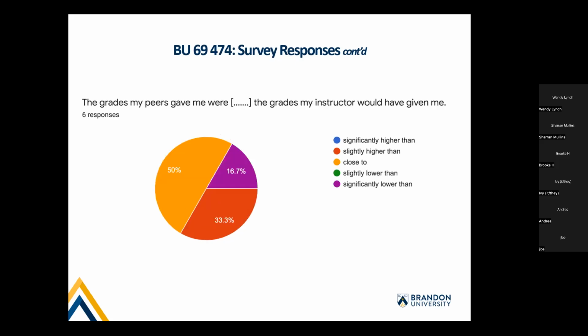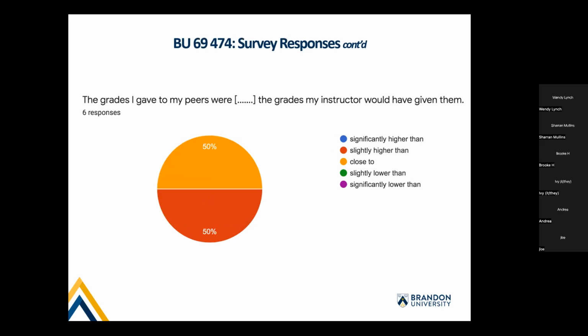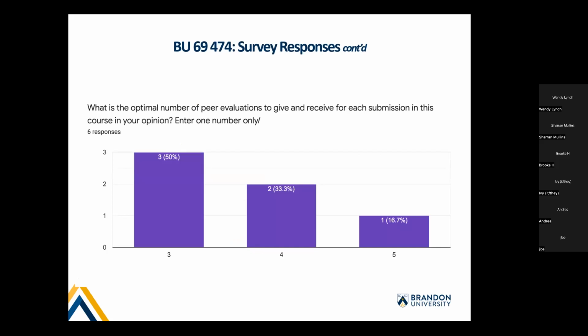Pretty interesting. For the grades my peers gave me, 2 said slightly higher than what my instructor would provide, 3 said close to what my instructor would give, and 1 said significantly lower. The grades I gave to my peers: 3 said slightly higher than what my prof would give, and 3 said close to what my instructor would give. For the optimal number of peer evaluations to give, 3 thought the magic number should be 3, 2 thought 4 should be assigned, and 1 thought 5 should be assigned.